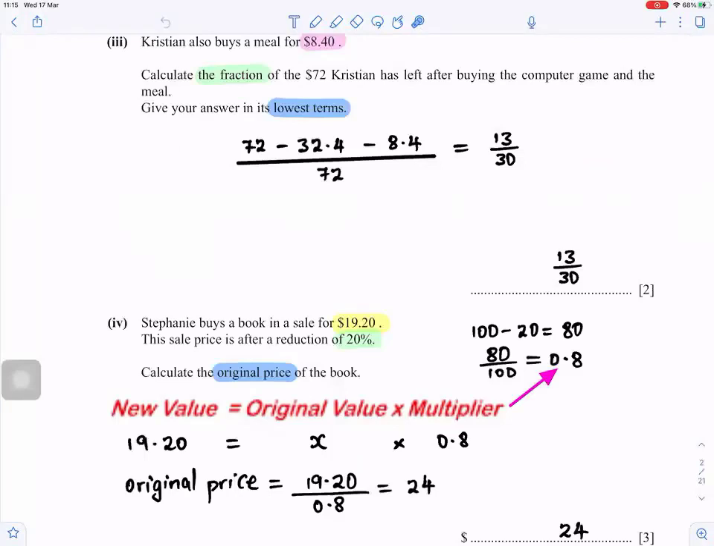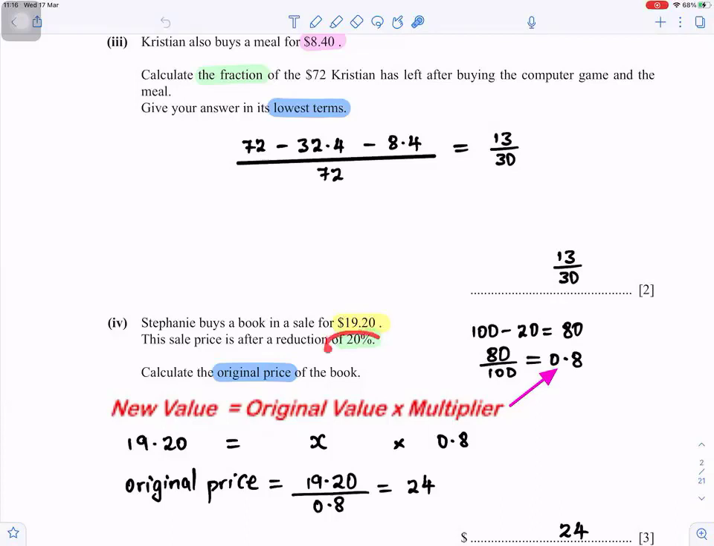Part 4. Stephanie buys a book in a sale for $19.20. This sale price is after a reduction of 20%. Calculate the original price of the book. This type of question is very common in exams, especially in these Cambridge IGCSE exams. You need to memorize this formula. New value equals original value times multiplier. When I mark the exam, students tend to forget this formula, and when they forget it, it makes it difficult for them to know what else to do to answer this question. So it's good to remember this formula. That's what examiners like to see. When we mark the exams, we like to see this formula written down.